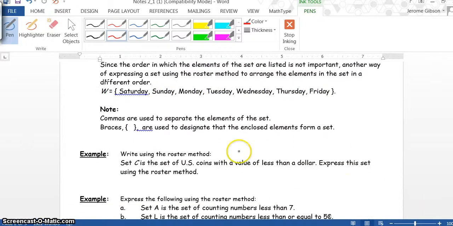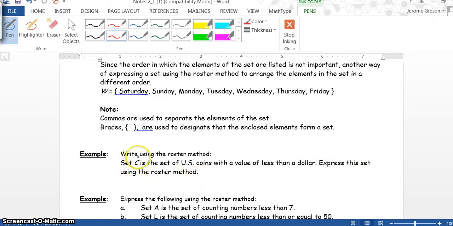Now note, commas are used to separate the elements of the set. Braces are used to designate that the enclosed elements form a set. Now we come to our next example. It says write using a roster method. Set C is the set of US coins with a value of less than $1. Express this set using a roster method.